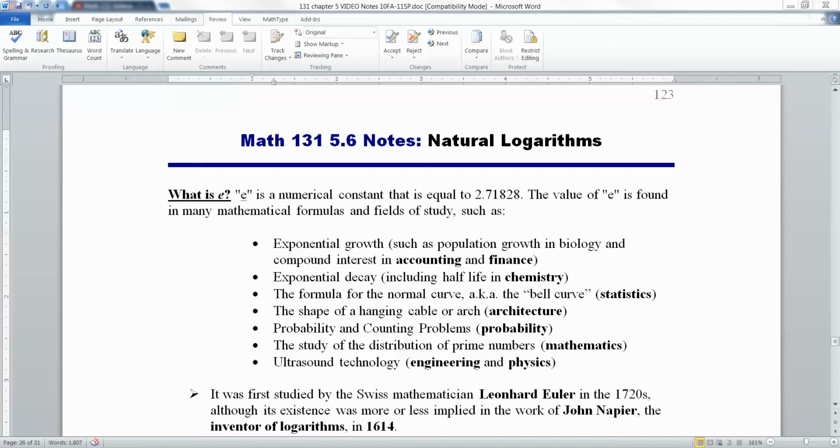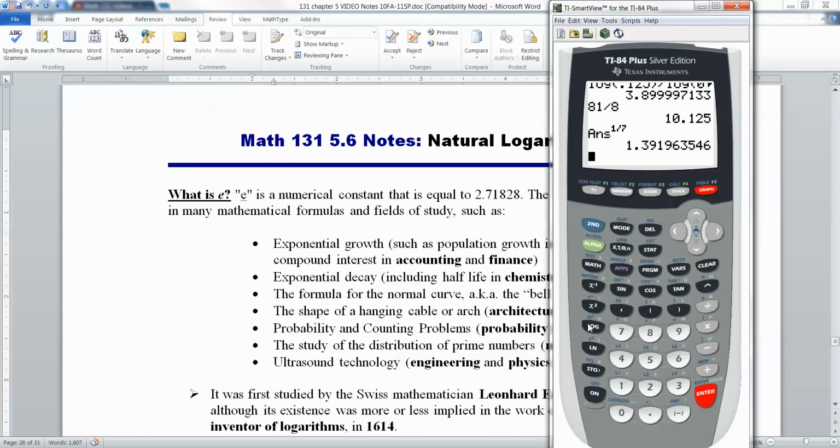There's this one that's L-O-G, see that? And if you look right above it, like in my case it's blue, the second of that button is a 10 to the, because they're inverses of each other, right? Log base 10 and 10 to the are inverses. And if you look right below, ln is also a logarithm, and e to the x is its inverse, and they're inverses of each other.